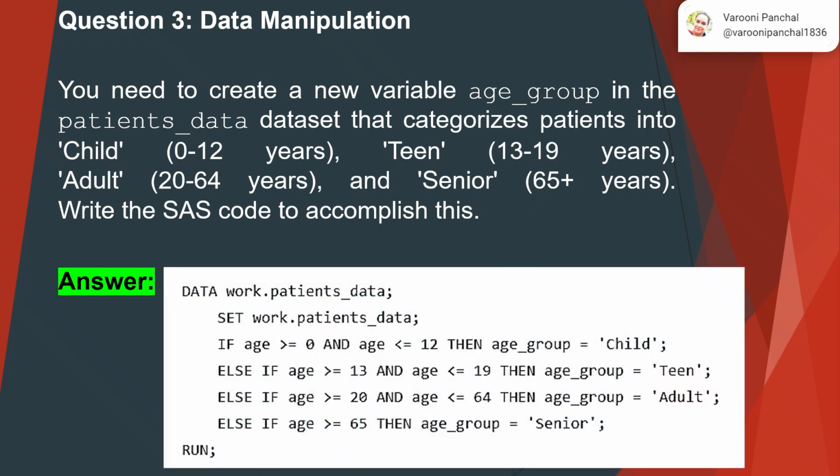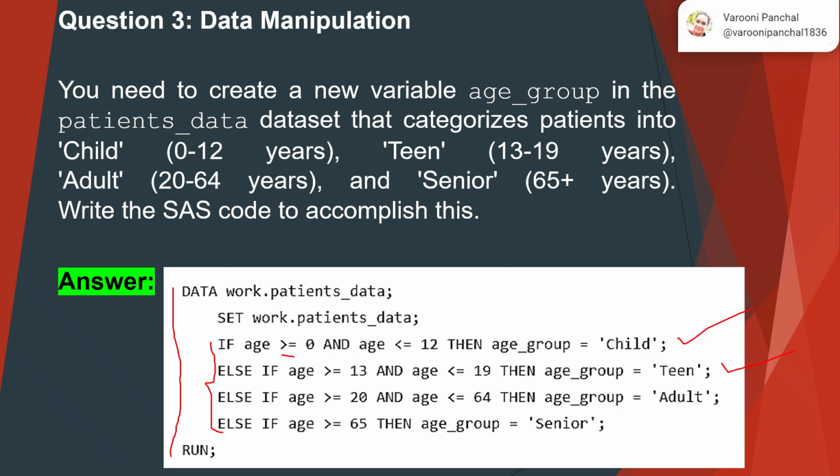Now here's the answer. We'll write a data step, making the changes in the patients_data. We'll write IF and THEN, ELSE IF conditions. If age is greater than or equal to 0 and age is less than or equal to 12, then we assign the group as child. If the age is greater than or equal to 13 and less than or equal to 19, then age_group is equal to teen. Remember, we are including the equal to sign, which is inclusive of the values 0, 12, 13 and 19.